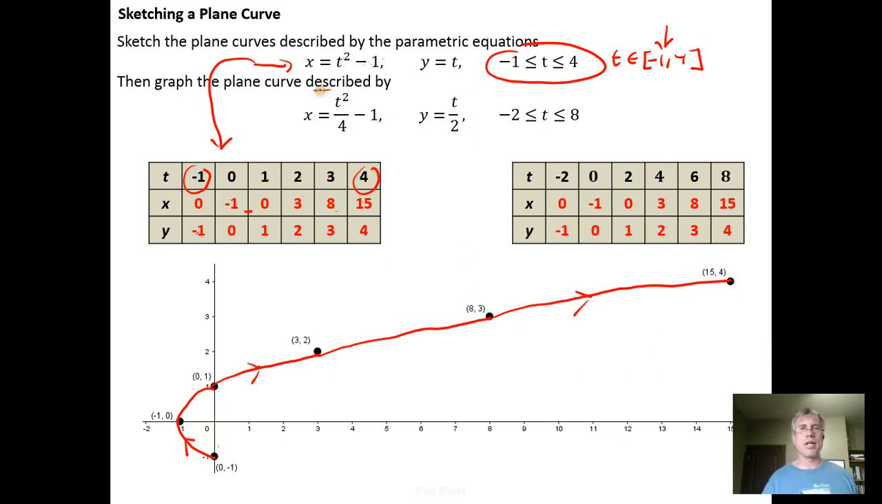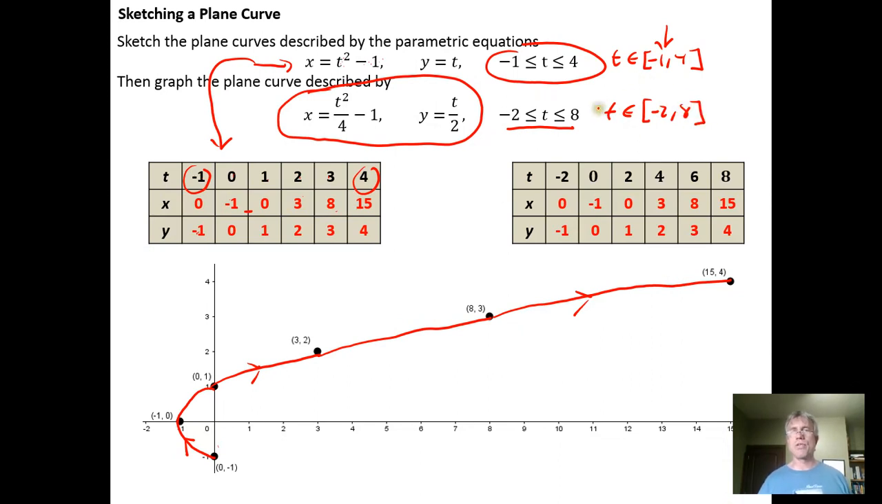To graph this set of parametric equations, we would just do the same thing. We would create a table of values. So we look at the interval over which we are interested in graphing. So t is an element of the interval from -2 to 8. And then we would select values for t along that interval. So I've chosen -2, 0, 2, 4, 6, and 8. And all I've done then is gone through and plugged in these numbers for the y and the x equations.